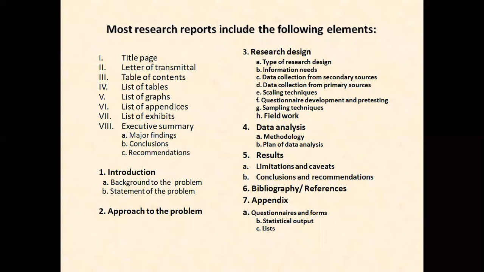Table of contents means what all chapters are there, how you have divided a particular chapter into sub-chapters, what contents you have used, how many tables you have used, list of graphs, list of appendices and exhibits, and finally the executive summary. Executive summary, what will it do? In short, it will show you all the major findings, conclusions and recommendations.